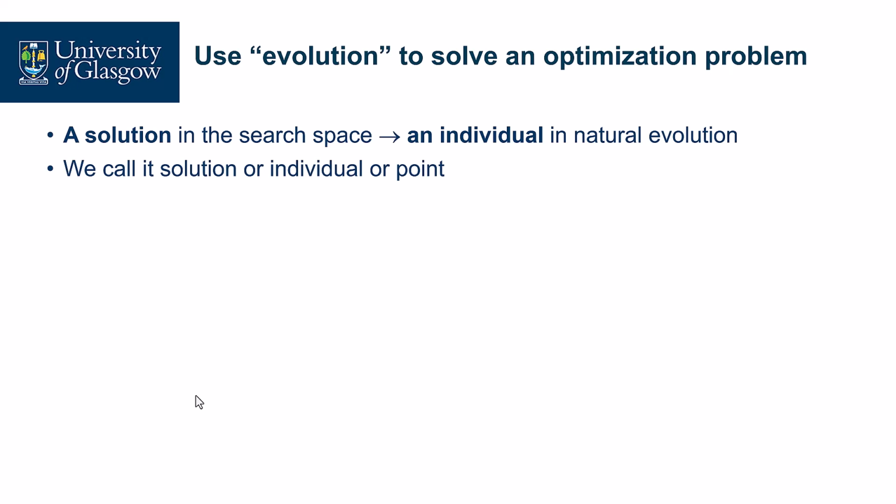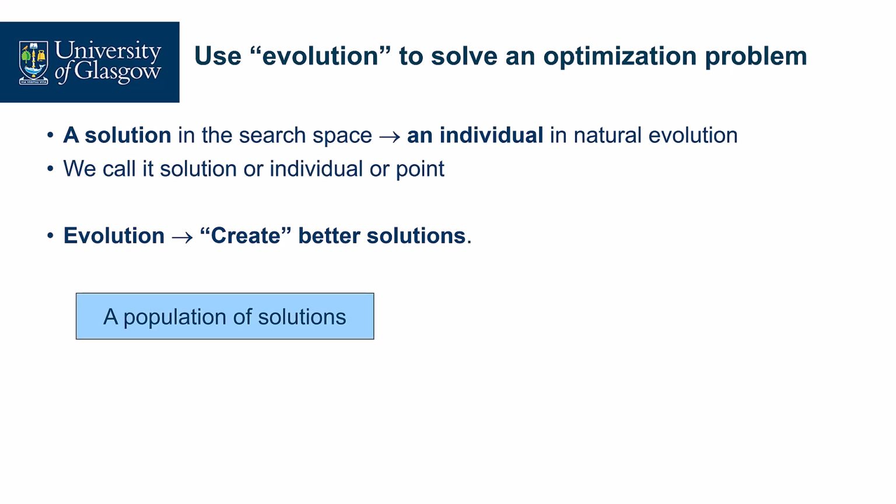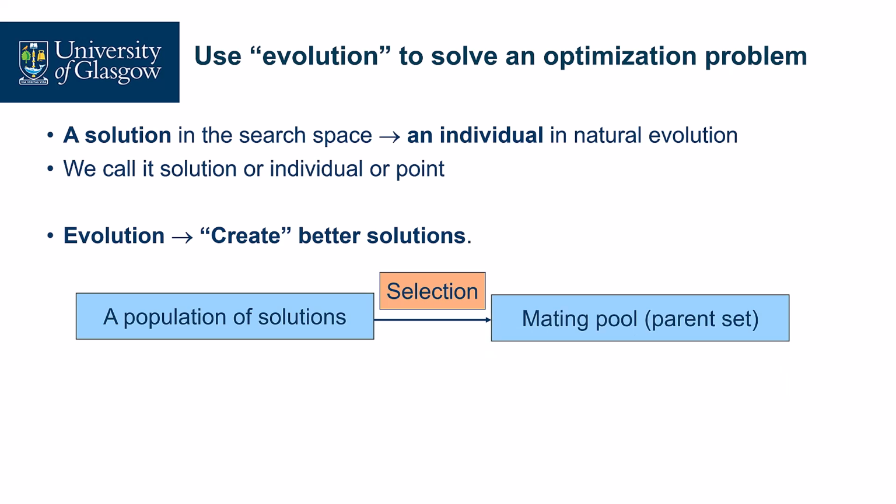Now we will see the evolution process. The goal is to create better solutions, which means the solutions become more optimized. How can we do that? We first have a population of solutions. Then by selection, we get the parent set, which we also call the mating pool. This is based on survival of the fittest, so these are the comparatively good ones.